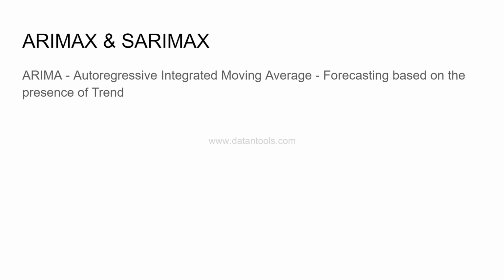So to understand ARIMAX, let's see what ARIMA is. First of all, ARIMA is autoregressive integrated moving average, which is forecasting based on the presence of trend. So whenever a trend is present, we create a stationary series to reduce the effect of the trend and then do this ARIMA-based forecasting. If you have not seen my previous video, I have explained it in detail in very long videos along with projects about ARIMA, so I suggest that you see it there if you are not at all aware of this.